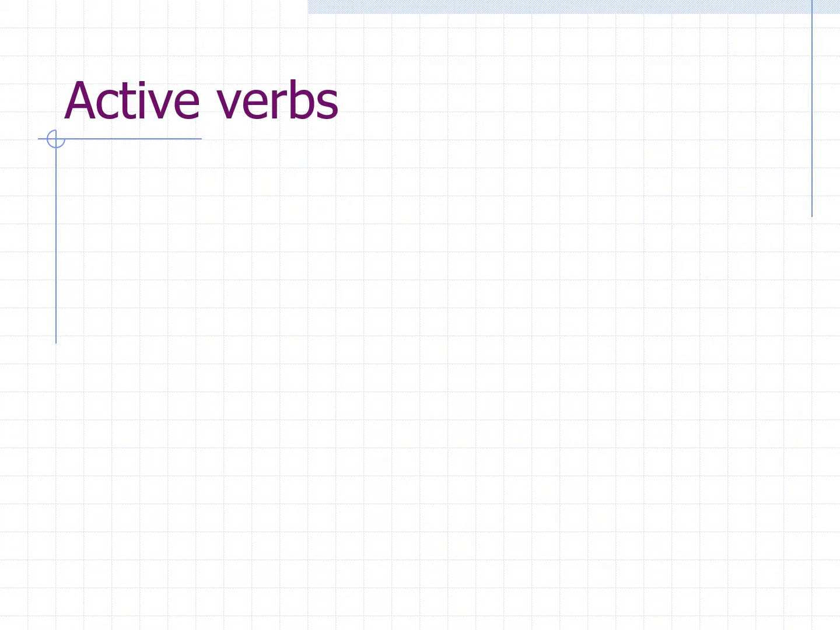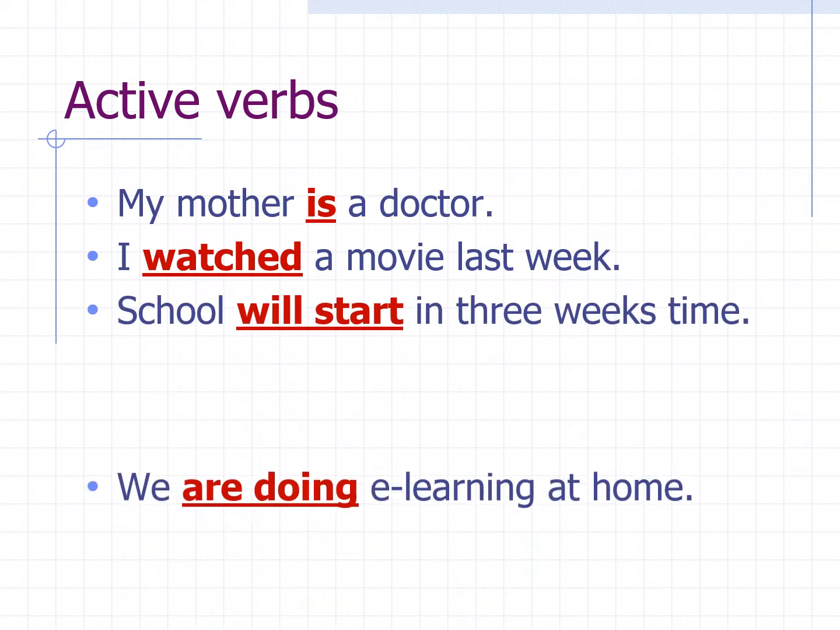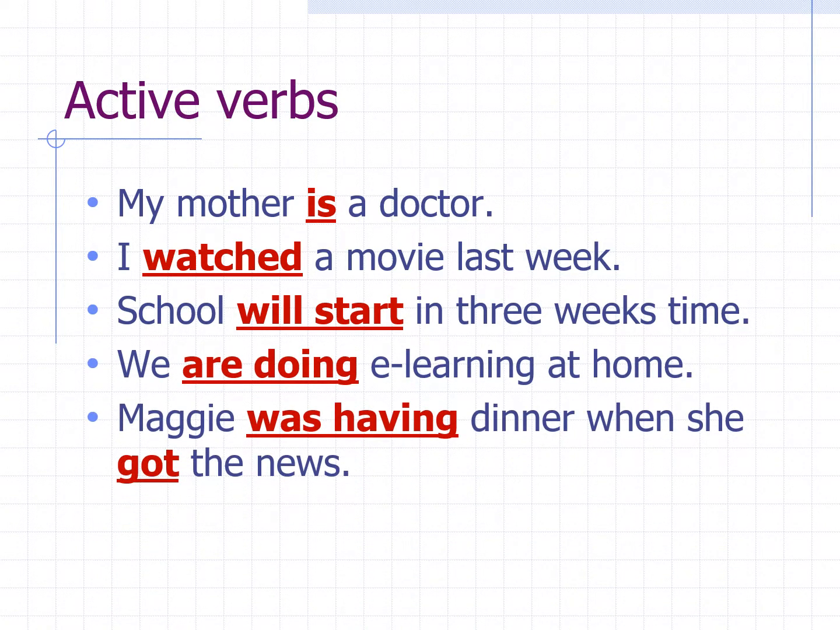Before we look at passive verbs, let's look at some active verbs first. Look at these sentences. In active voice, we change the verbs in different tenses. For example, in past tense, we add ed at the end of the verb, or in future tense, we add the auxiliary word will before the verb. Do you remember how to change the verbs in other tenses?